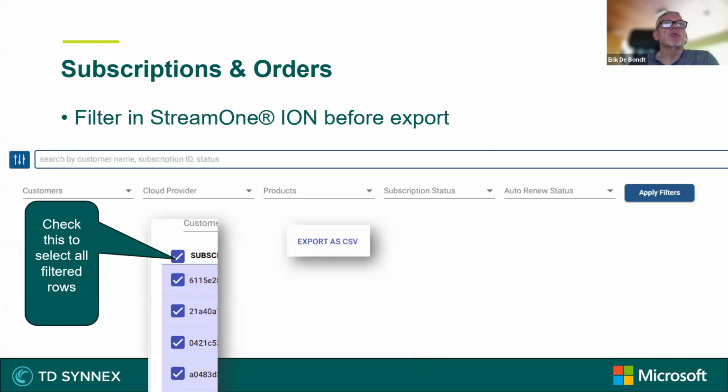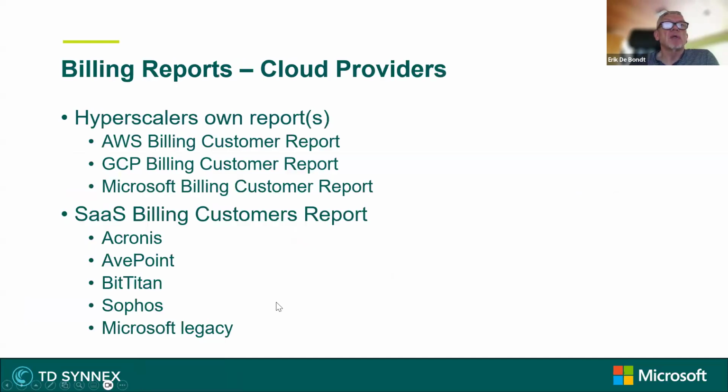Okay, so as shown, for subscriptions and orders, you can filter them. You select the top left checkbox, then you can select all the rows and click export as CSV. You get the CSV, convert the lines into columns, and then you have the data where you can further work on. That's easy peasy, not difficult to do.